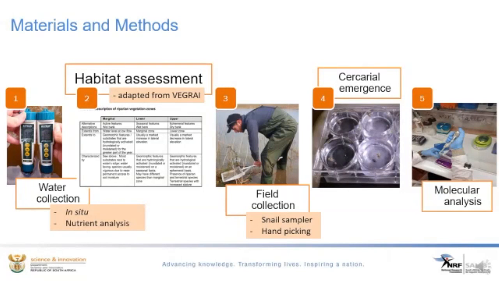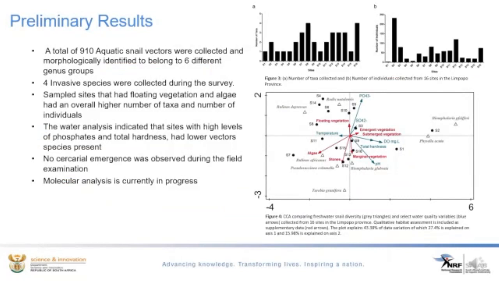A total of 910 aquatic snail vectors were collected and morphologically identified to belong to 6 different genus groups. These include Bulinus, collected at 9 of the 16 sites, and Biomphalaria, collected at 4 of the 16 sites. 4 invasive species were collected during the survey. These include Biomphalaria glabrata, Physella acuta, Sidiocinia communella, and Tarebia granifera. Invasive species compete for the same niche as endemic species, and in most cases outcompete endemic vectors and the associated trematodes that are intermediate host specific.